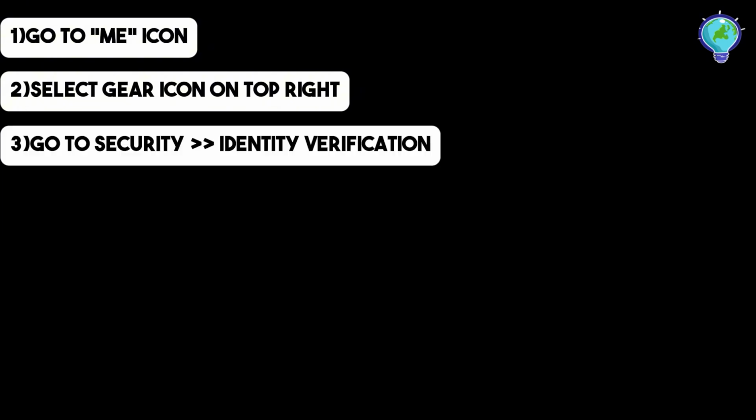So in order for you to verify your identity, just simply go to the me icon at the bottom of the screen on the right side, and at the top you should be able to see a gear icon on the top right side. And after that, just simply scroll down and go to security and go to identity verification. And that's simply about it.